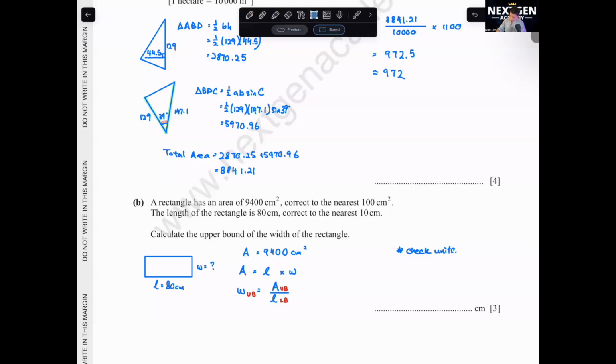So now I want you all to find what is the A upper bound. Okay, A upper bound. Okay, where's A? 9,400. Okay, correct to the nearest 100. So 100 divided by 2, this will be 9,450. L lower bound will be 80 minus 10 divided by 2. So this will be 75. Okay, since both of it is cm squared and cm, then it's okay already. Okay, so let's find the width upper bound: 9450 divided by 75. 9450 divided by 75, we get 126.